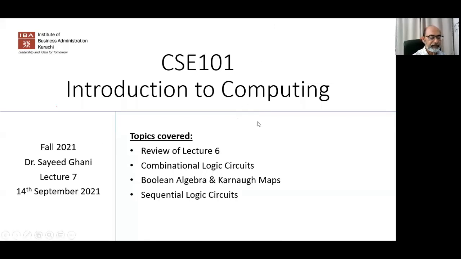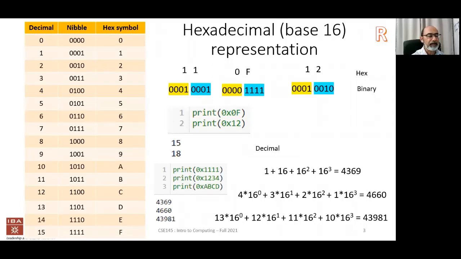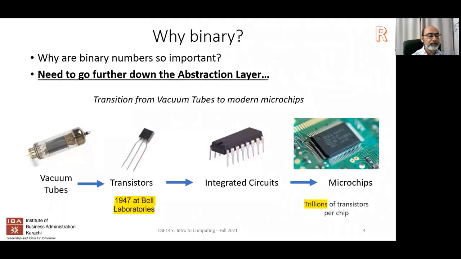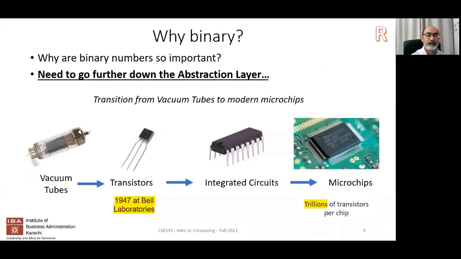So in the last lecture, we started talking about the hexadecimal, which was a base 16 representation of binary numbers. 2 nibbles make a byte, and each nibble is represented by a single character between 0 and F. We then spoke about why binary is important, and to understand why everything is in binary, we had to go all the way down to the history of computing, and we saw how computers started using vacuum tubes, and then started using transistors. The basic commonality between all of this is that both the vacuum tubes and transistors were essentially switches, used to switch between on and off, and so essentially between binary signals.